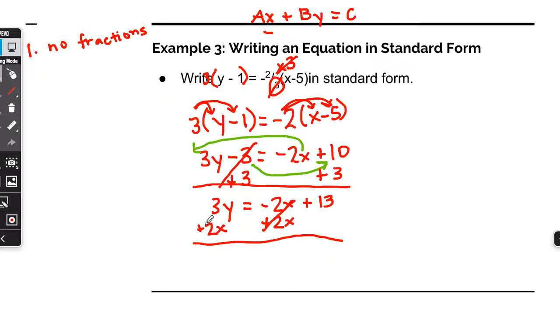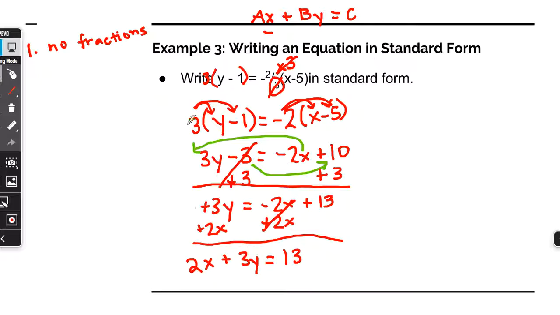Just since the x comes first, I'm going to look at these. So I have a plus sign here. I'm going to look at this 3, and this 3 is also positive, so I'm going to put a plus sign in front of it so that I can rearrange them however I want. So first I'm going to write the positive 2x. Then I'm going to write the positive 3y. And on the other side of the equal sign, all I have is the 13.